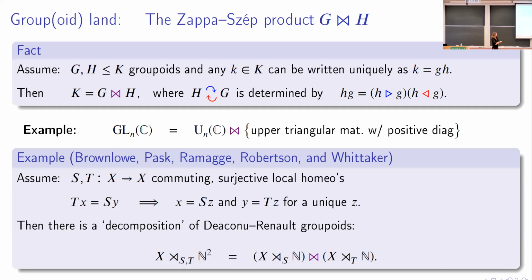So I get one, the natural numbers acting on X via T or via S. And I can also think of N squared acting via T and S. And this really decomposes as a Zappa-Szép product of these two smaller Deaconu-Renault groupoids. And you will see with this example, it's very symmetric. So these two groupoids that make up the bigger groupoid are very, very similar to each other.